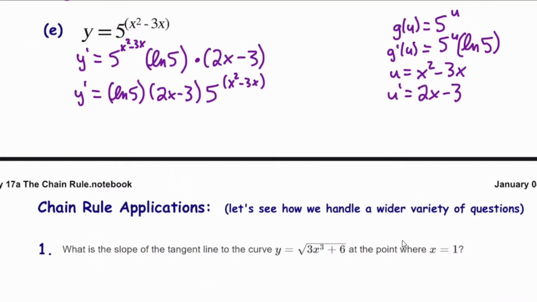In our next section, we're going to take a look at chain rule applications, but I'm actually going to stop here and publish that as a separate video.